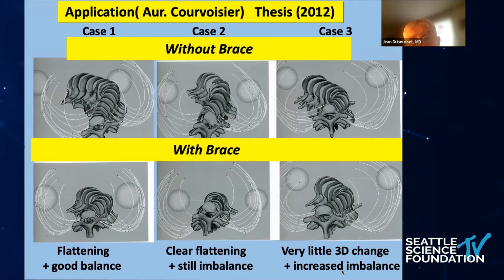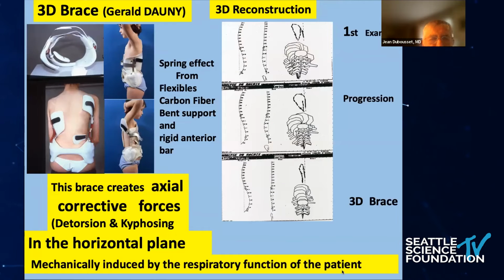And you can say, when you have on the right your brace, you can say to the brace maker, you see, your brace is not at all useful, you have to change it. Of course, it is much better demonstrated by this view from the top. We design in our country what we call the 3D brace. The 3D brace is a spring effect from flexible carbon fiber. You see the shape it has.